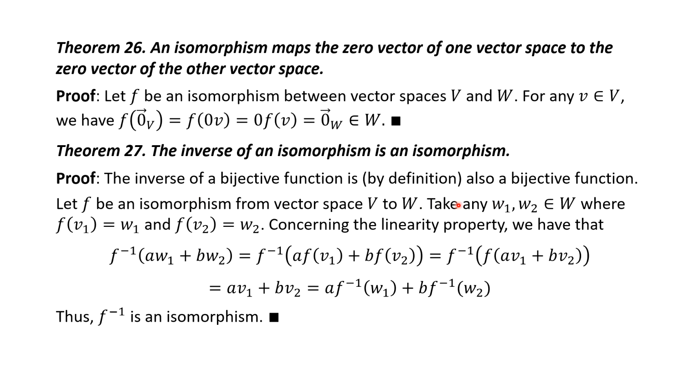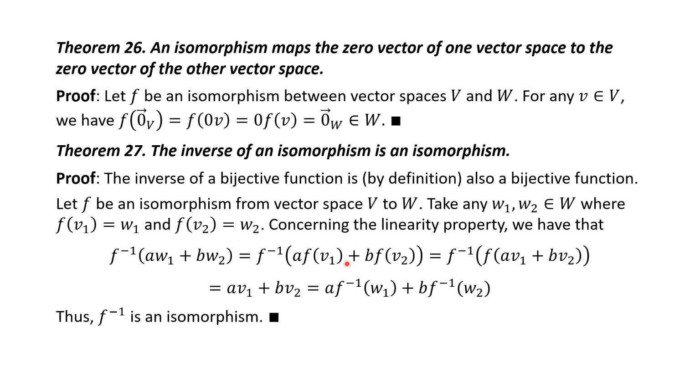So just to set this up, F is an isomorphism from V to W, and we take w1, w2 from W, where F of v sub 1 equals w1 and F of v sub 2 equals w2. So that's setting up what we want to show here. So we take the inverse, F inverse of a w sub 1 plus b w sub 2, and then from the linearity property and what we've stated up here, this is the same as this. We've just substituted in here and here for these two.